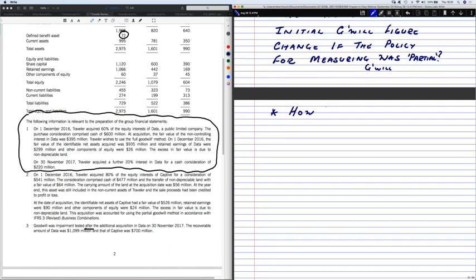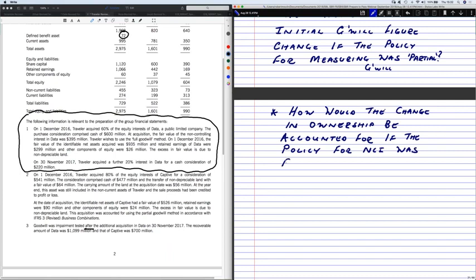How would the change in ownership be accounted for? How would the change in ownership be accounted for if the policy for the NCI was proportionate? Okay.